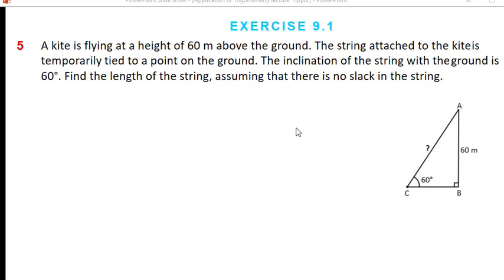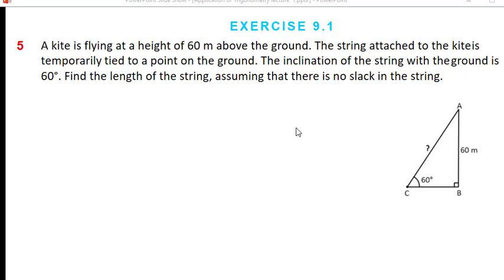Now next question, fifth question. A kite is flying at a height of 60 meter above the ground. The string attached to the kite is temporarily tied to a point on the ground. The inclination of the string with the ground is 60 degree. Find the length of the string. Assume that there is no slack in the string, okay.